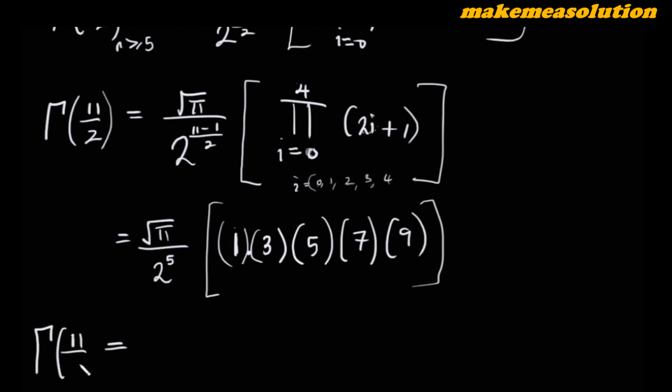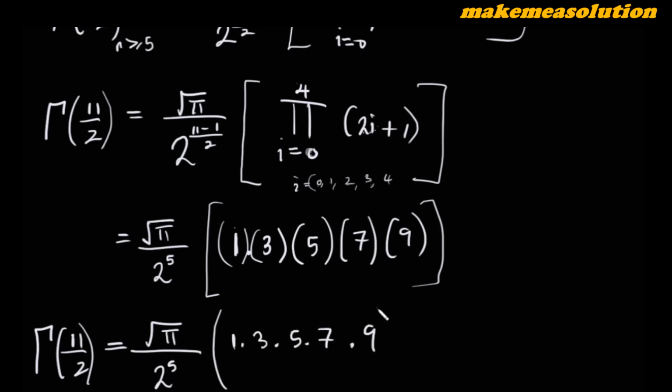So using the formula, you have root pi over 2 to the 5. Then you have your 1 times 3 times 5 times 7 times 9. You can scatter this however you want, or you can decide to distribute it. There are 5 twos multiplying themselves here. That's how we ultimately get 2 raised to the power of 5.